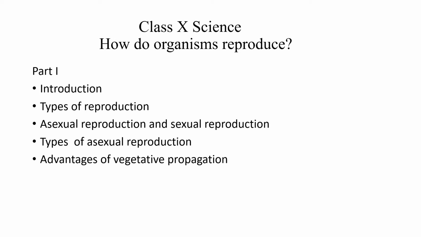Stay safe. Already we saw in live class how organisms reproduce. Organisms reproduce by asexual and sexual reproduction. Now we are going to see part 1. Under that heading, the subtopics are: introduction, types of reproduction, asexual and sexual reproduction differences, then types of asexual reproduction, and advantages of vegetative propagation.